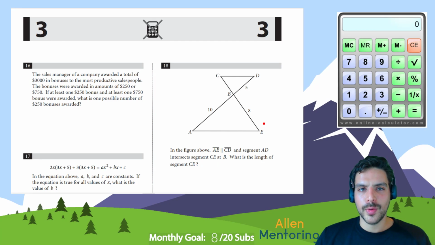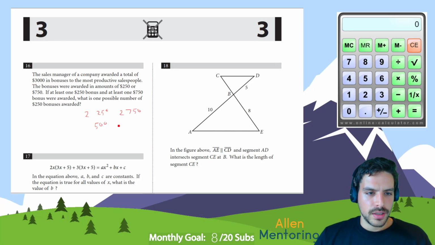We could just fill in our own numbers, and clearly there's multiple solutions to this. So they said at least one $250 bonus and one $750 bonus were awarded. So let's say, for fun, two $250s were awarded and two $750s were awarded. Okay, so combined that would be 500, and this would be 1,500, and so that means 2,000 was awarded.